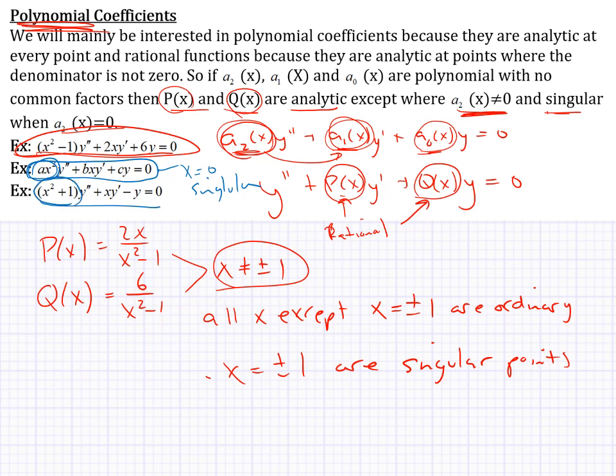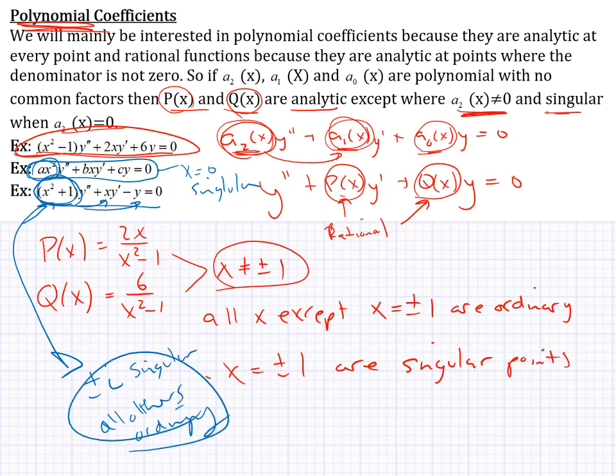And now look at this one here. This leading coefficient, which would be the denominator if I divided for my p of x and q of x, is never equal to 0 because x squared plus 1 never equals 0 if we're talking about real functions. If we're talking about imaginary, we can do that. We can say plus and minus i would be our singular, and all others would be ordinary. Okay, that's terrible, but you get the point.